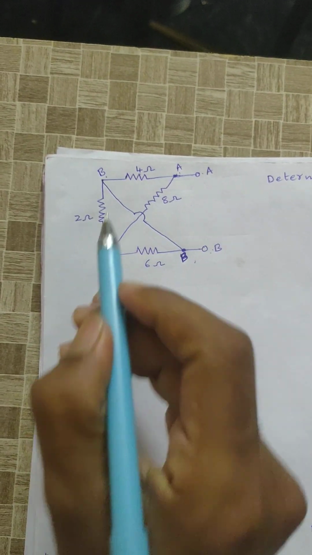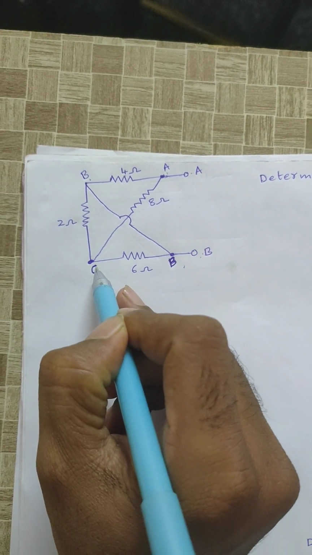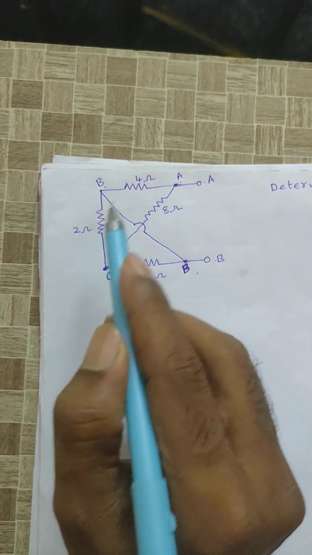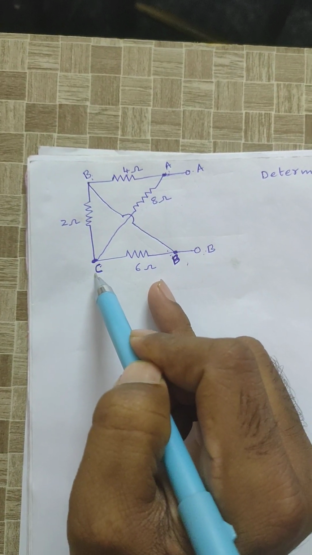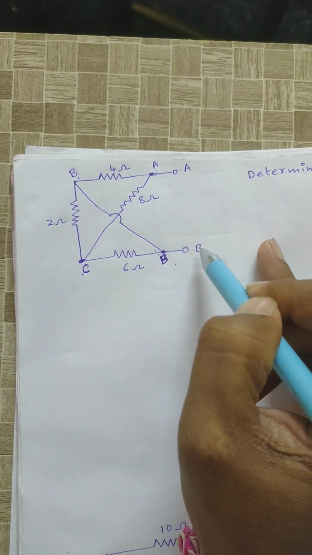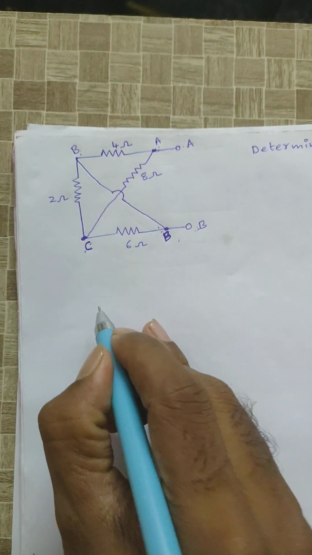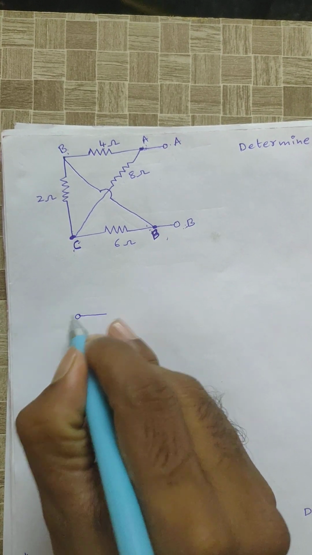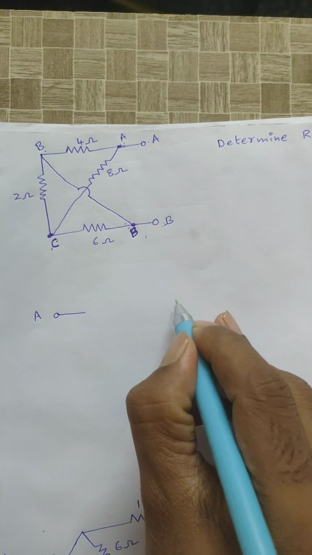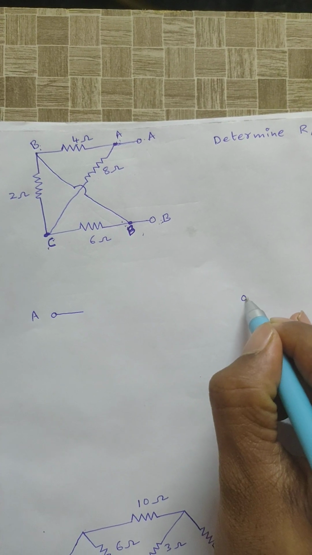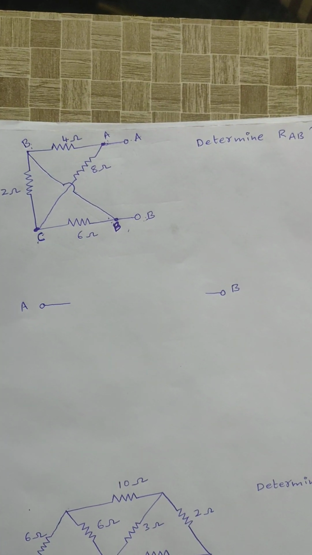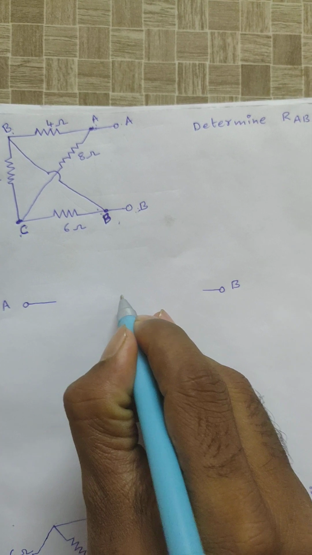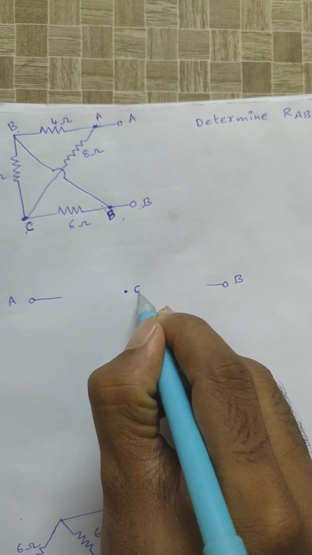That means the circuit is having how many nodes? 3 nodes, A, B, right? These two are common, right? A, B, C, 3 nodes. Here I need to calculate equivalent resistance between A and B terminals, right? For that purpose I can represent it, A and B terminals are outside. I need to calculate equivalent resistance between A and B terminals, right? I am representing C terminal here inside.